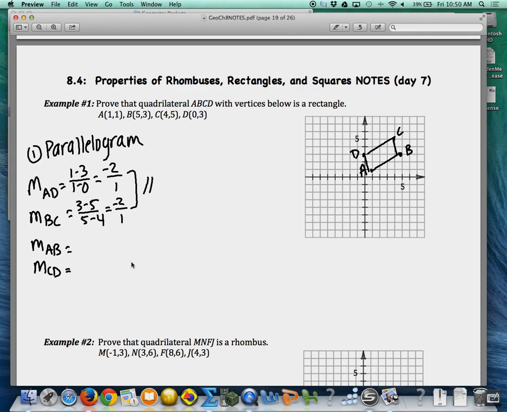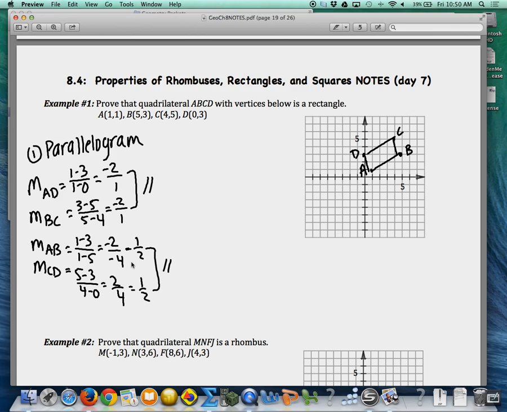Thank you. So AB. I have 1 minus 3 over 1 minus 5, so negative 2 over negative 4, which is 1/2. And then for CD, I have 5 minus 3 over 4 minus 0, so 2 over 4, which again is 1/2. Okay, so I have proven that this is a parallelogram.